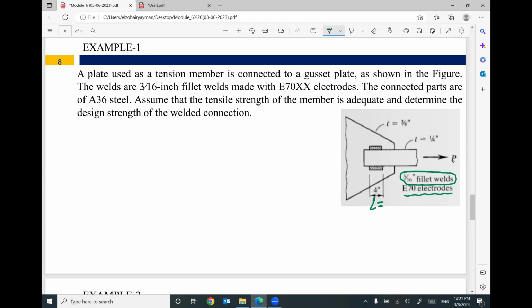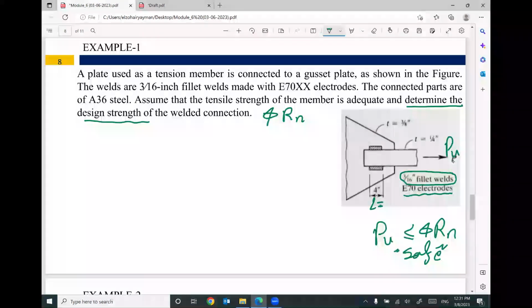And we need to figure out what is the design strength of this connection. What is the value of phi Rn? That's it. And then if P ultimate is given, I can make a comparison. If P ultimate is smaller than or equal to phi Rn, I can say it's safe. Otherwise, it will be unsafe. So as you know, one of the philosophies of design is you can assume and then find the design strength and then make this comparison to make sure your assumption is safe. This is one of the philosophies of design.